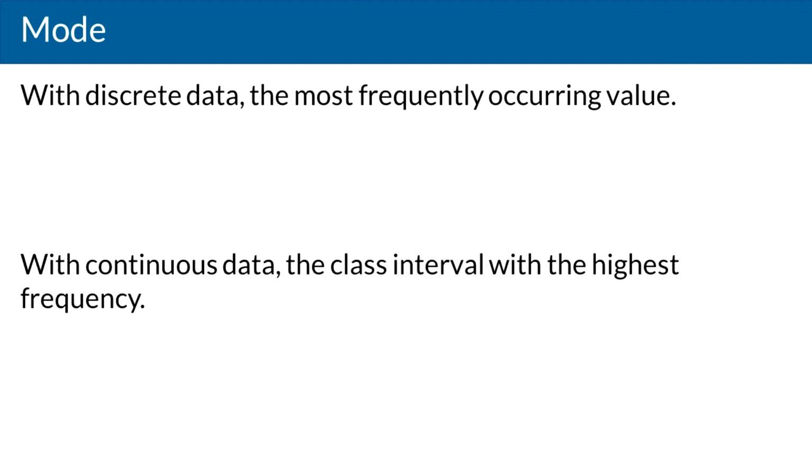The mode is a measure of central tendency we looked at last time. With discrete data, it's the most frequently occurring value, and with continuous data, it's the class interval that has the highest frequency of data in it.